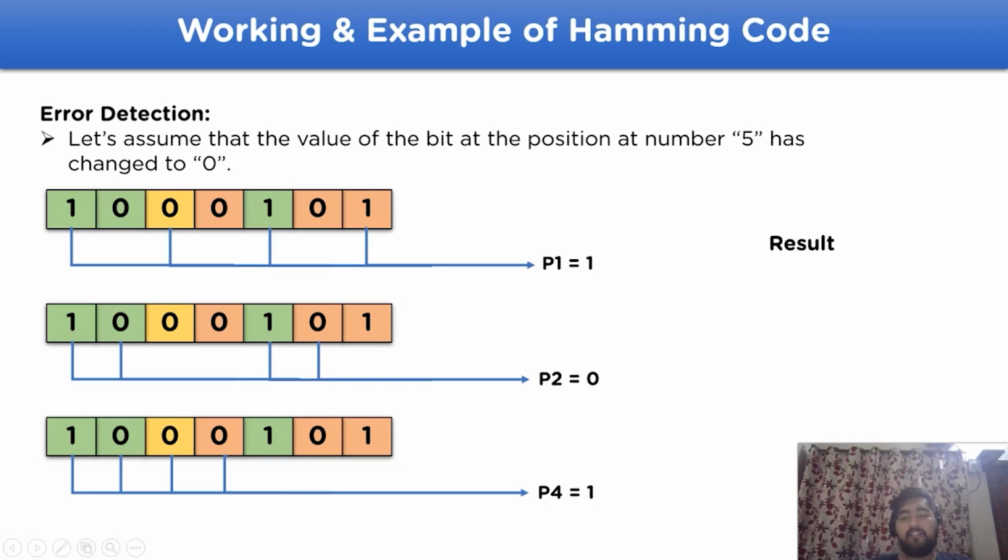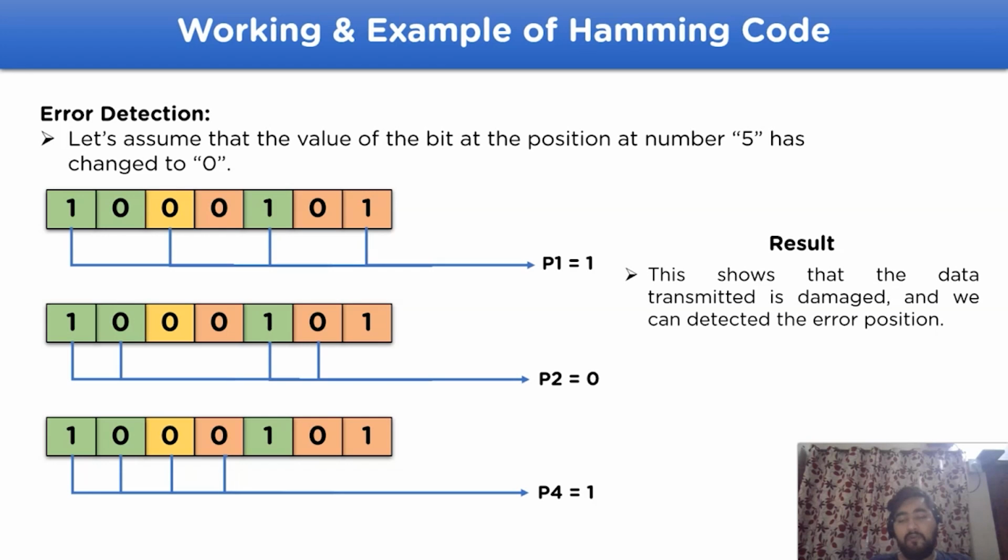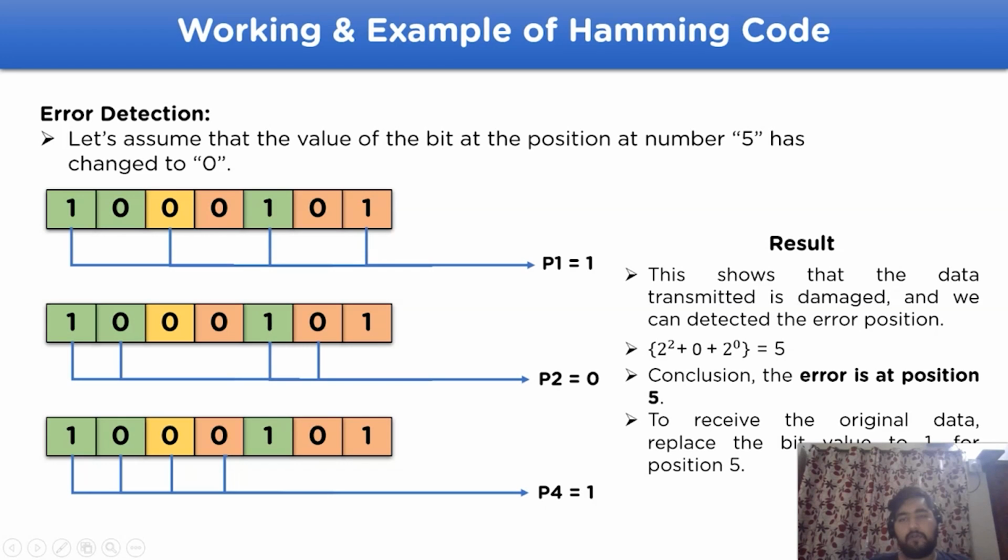Now let's take a look at the results that we obtained using this method. Foremost, this shows that the data transmitted is damaged, and we can detect the error position using the values of the parity bits obtained, which lead to a power of 2 expression. That means 2 to the power 0 plus 0 plus 2 to the power 2. That means 5. That matches with the assumption we took.